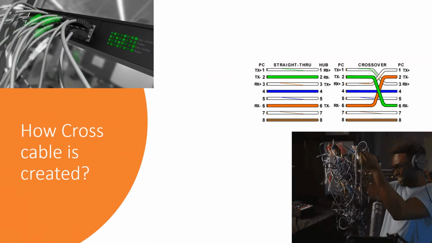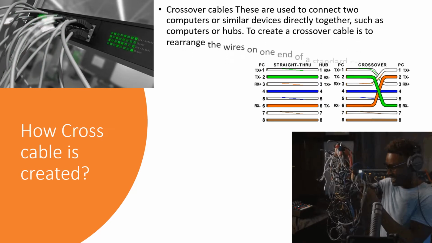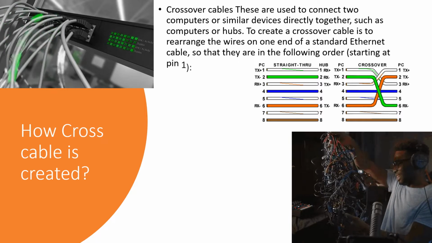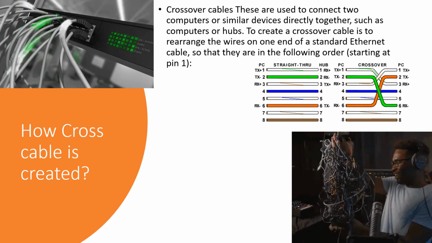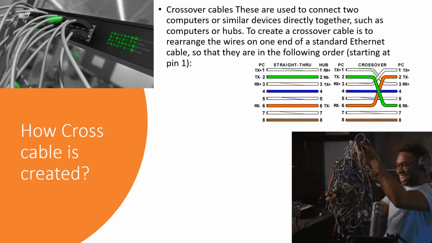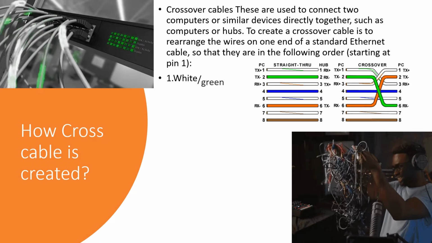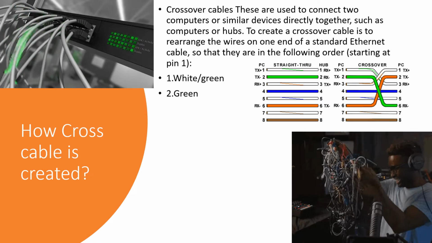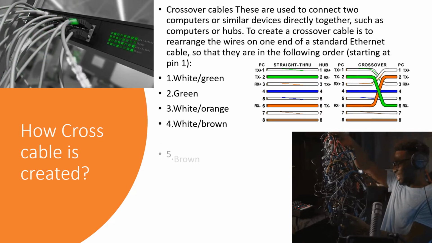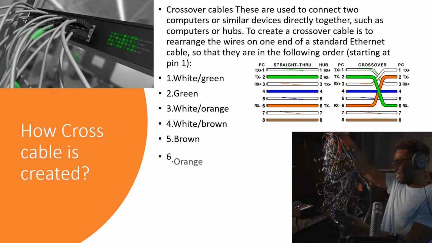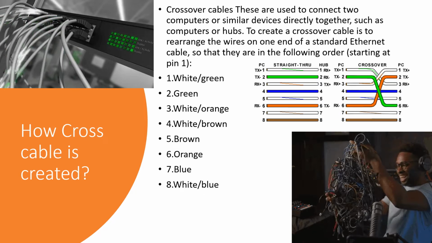How is a cross cable created? Crossover cables are used to connect two computers or similar devices directly together, such as computers or hubs. To create a crossover cable, rearrange the wires on one end of a standard Ethernet cable so that they are in the following order, starting at pin 1: white/green, second, green, third, white/orange, fourth, blue, fifth, white/blue, sixth, orange, seventh, white/brown, eighth, brown.